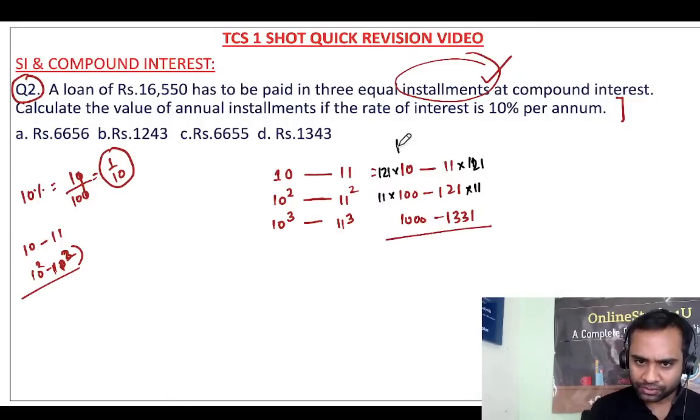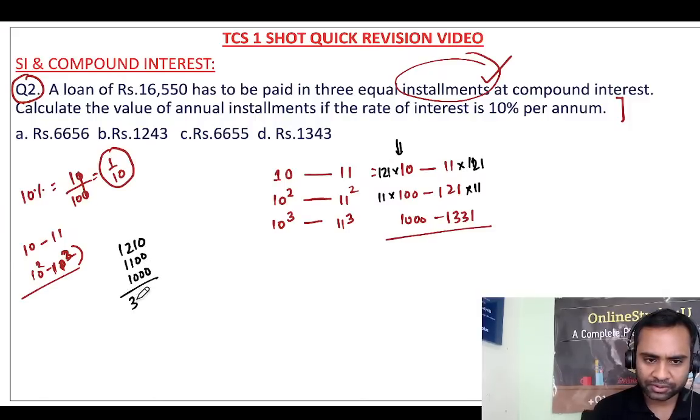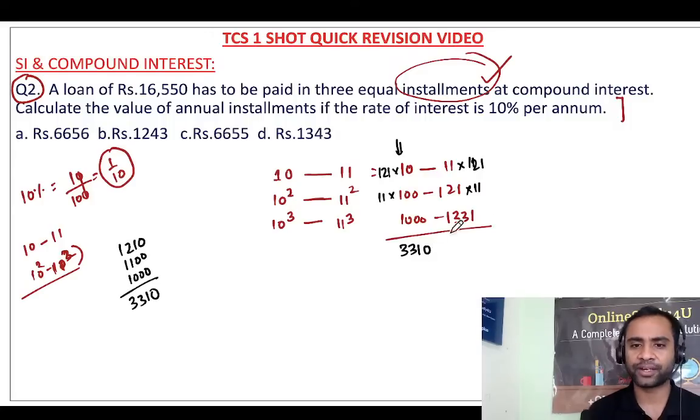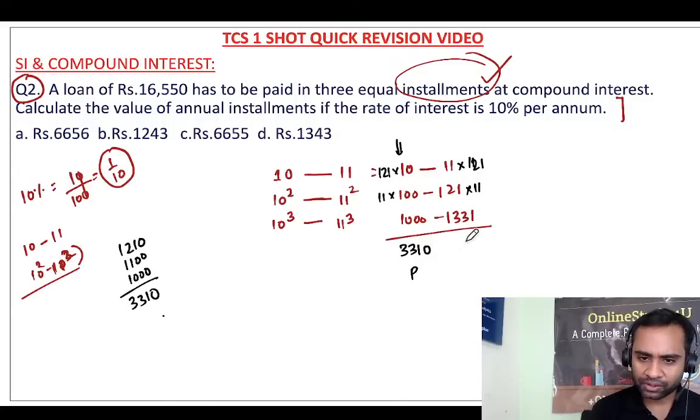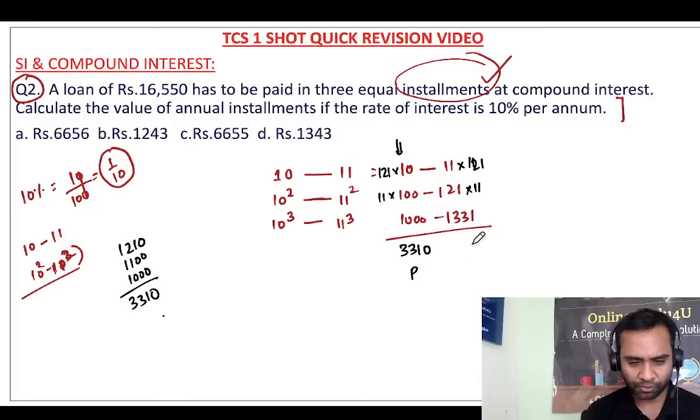Now, this part if you add, sir, 1210, 1100 and 1000, this will become 3310. Okay, fine. So this is my principal, and this will be my total, whatever we have to give, and this is nothing but my installment.